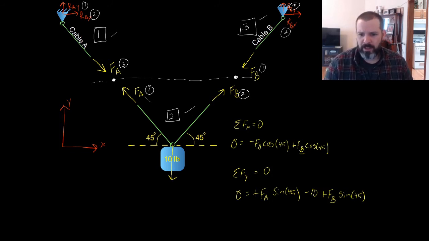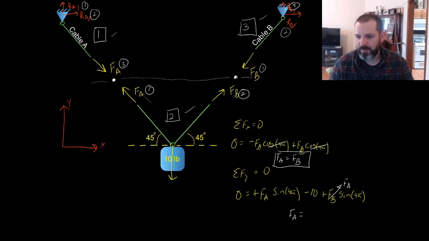So if we solve the X equation, they both have a cosine of 45 in them. So if we divide everything by cosine of 45, that will drop out, and we'll find that FA is equal to FB. So we can feel free to substitute anything we want into here. So we can say that FB equals FA. And if we go through and solve this equation here, we'll find that FA is equal to 7.07 pounds. And since we know FA is equal to 7.07 pounds, we find out that FB is also equal to 7.07 pounds.